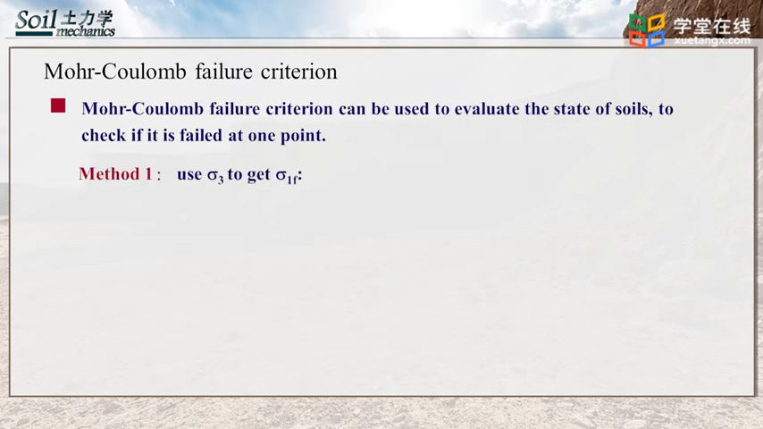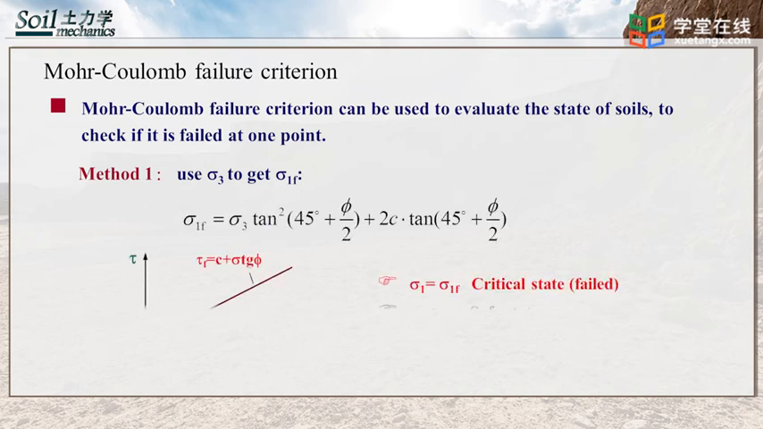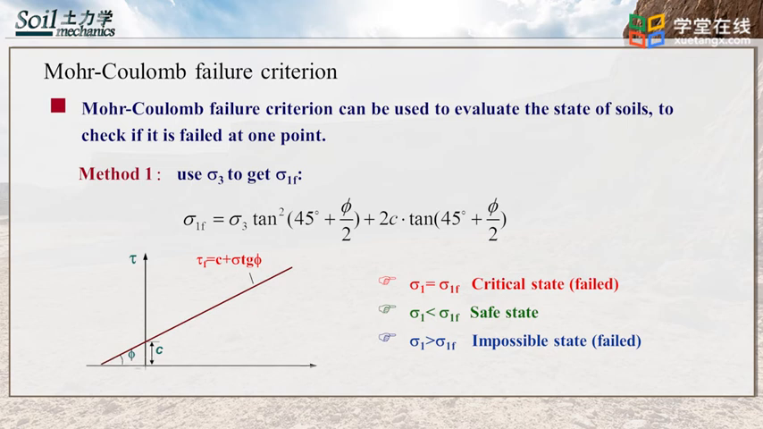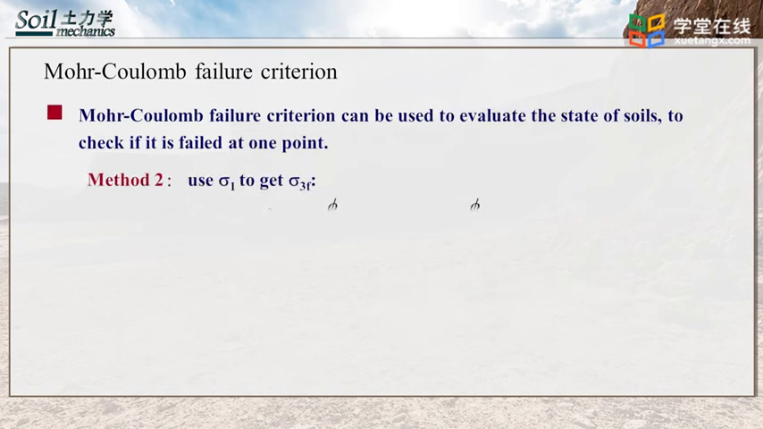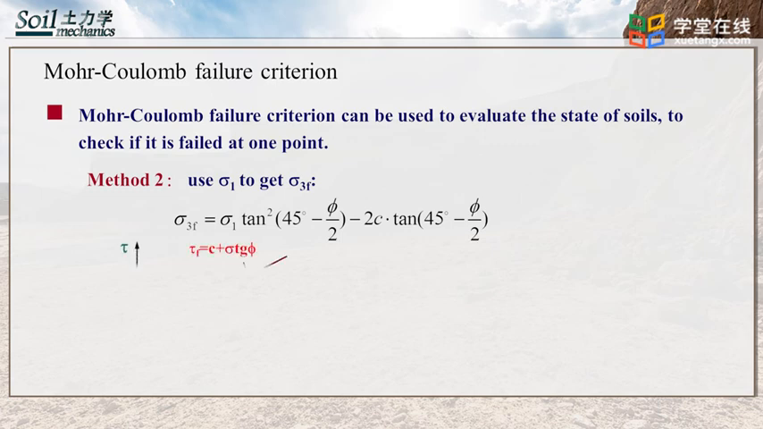In the first method, we can use the calculated sigma 3 to calculate its corresponding sigma 1 at failure. When the calculated sigma 1 equals the sigma 1 at failure, the soil is under critical state. When the calculated sigma 1 is smaller than the sigma 1 at failure, the soil is safe. When the calculated sigma 1 is greater than the sigma 1 at failure, the soil is under an impossible state and already failed.